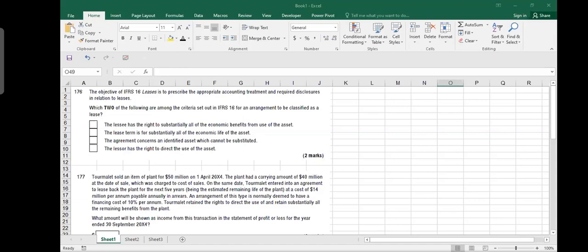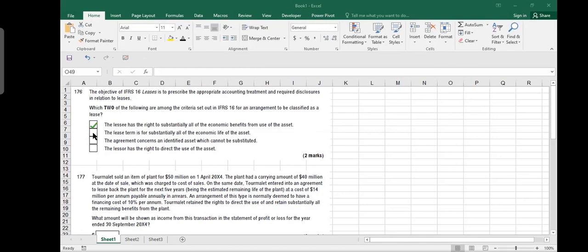So we start like this. Number one, the lessee has the right to substantially all of the economic benefits from the use of the asset. Not all of them, but substantially. So it asks which are the criteria which classify an arrangement as a lease. This is correct. Next, the lease term is substantially for all of the economic life of the asset. This is not true. This is false.